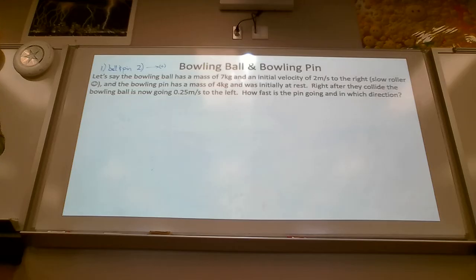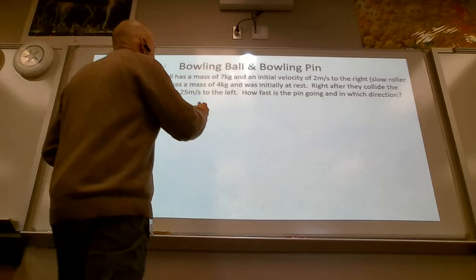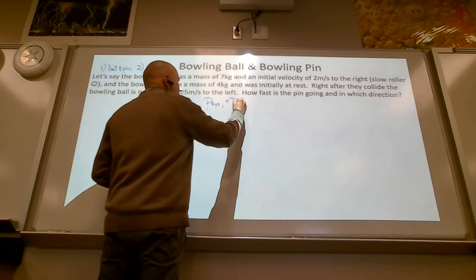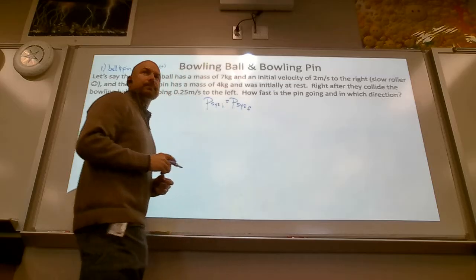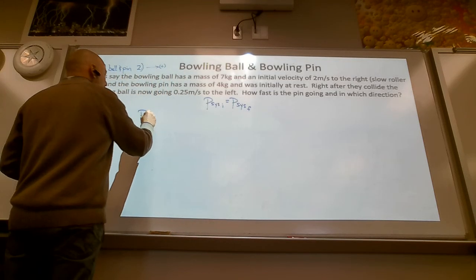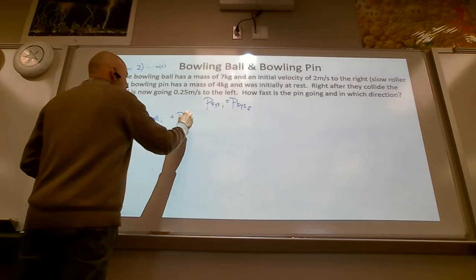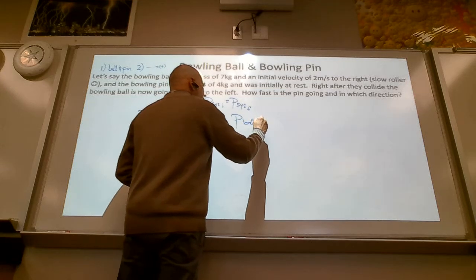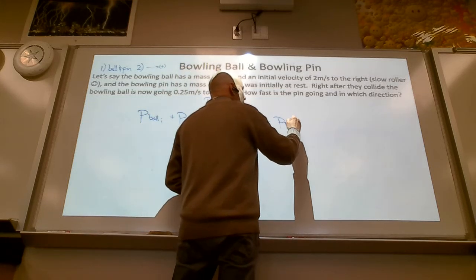Step three is determine, hey, is momentum conserved or not? In this case, bowling ball, bowling pin, there are no unbalanced external forces. So yeah, momentum is conserved. That sets us down this path: the total momentum of the system initial is equal to the total momentum of the system final, which is the momentum of the ball initial plus the momentum of the pin initial is equal to the momentum of the ball final plus the momentum of the pin final.